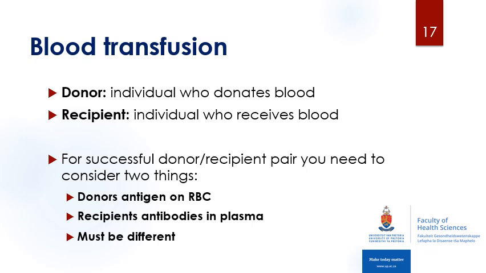In order for a successful donor-recipient pair, you need to consider two things: the donor's antigens on the surface of their red blood cells and the recipient's antibodies in their plasma. In order for a successful donation, the donor's antigens and the recipient's antibodies must be different. So I'll repeat that. In order for a donation to be successful, the donor's antigens and the recipient's antibodies must be different.